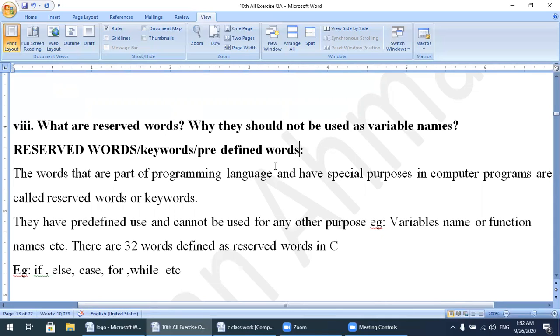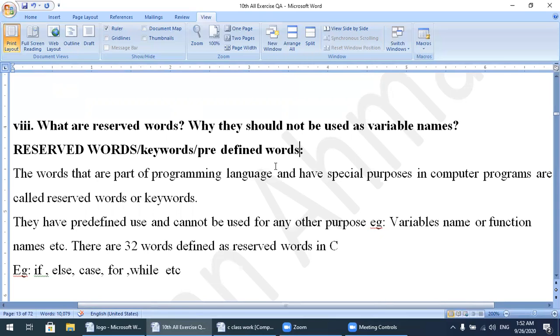In your book it is written reserved word, but if in your paper or any other place you see keywords, the meaning of keywords is also reserved word, and predefined words also mean keywords or reserved words. So there are three names we can use for reserved words: reserved words, keywords and predefined words. Definition: the words that are part of a programming language and have a special purpose in computer programs are called reserved words or keywords.